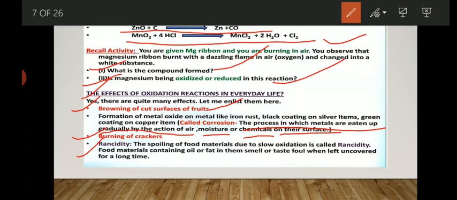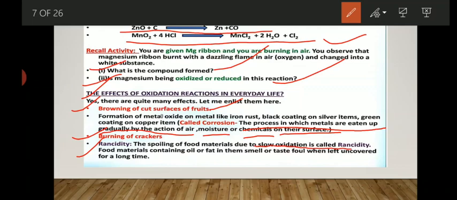The spoiling of food material due to slow oxidation is called rancidity. See, summer days are here now. When we keep food material in which oil and fat is present for a longer period of time in open air or in the presence of sunlight, it undergoes an oxidation process and we get a foul smell. That process is known as rancidity. So we can define it: the spoiling of food material due to slow oxidation is called rancidity.